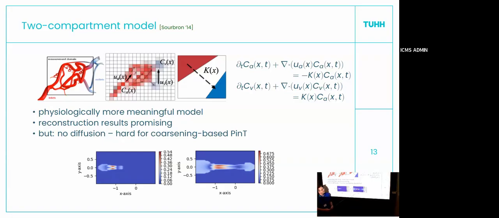Nice thing about this is you can directly compute measures for perfusion from this conversion function, which you cannot do in the advection.